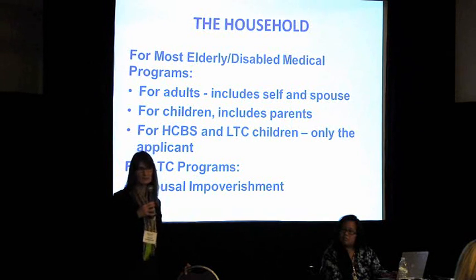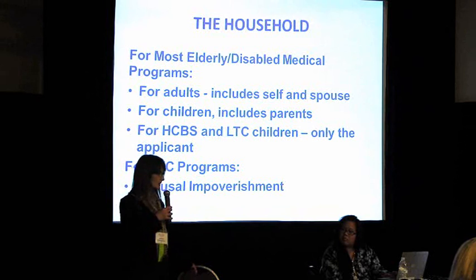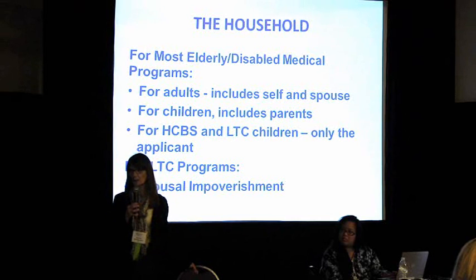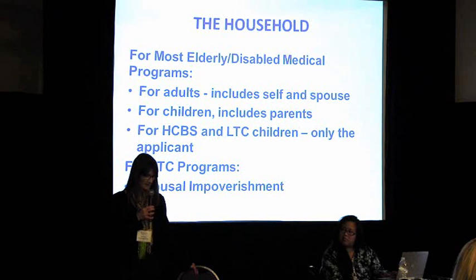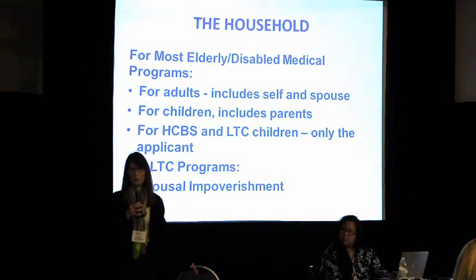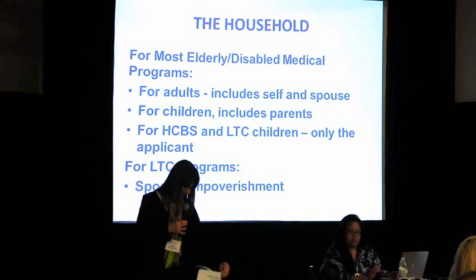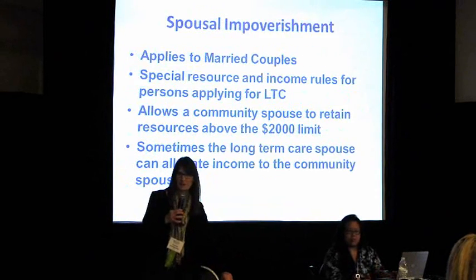But for HCBS and for long-term care, we have special rules for both of those. For HCBS and long-term care children, we only look at the applicant. We don't look at the parents when we're determining eligibility for an HCBS child, and there is no resource limit for an HCBS child. For long-term care programs and for adults with a spouse, we apply the spousal impoverishment provisions, and that's what we're going to talk about right now.